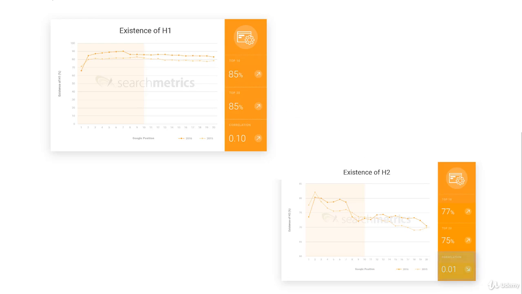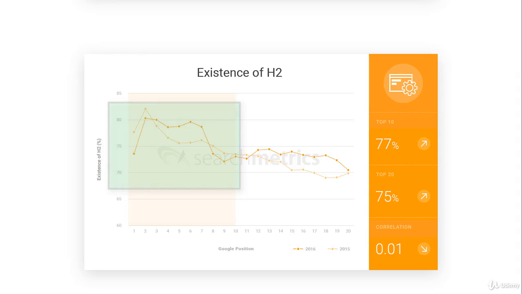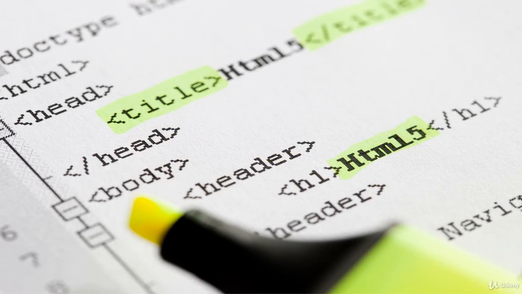Even then, the existence of H2 in top 10 search results has increased from 74% in 2015 to 77% in 2016. And you can clearly see that not all top URLs use H2 headings in their content, such as from 8th to 10th. So, if you add more H2 headings in your content, it will give a competitive advantage to your web pages. This doesn't mean you have to stuff H2 headings. Add it wherever it's appropriate.